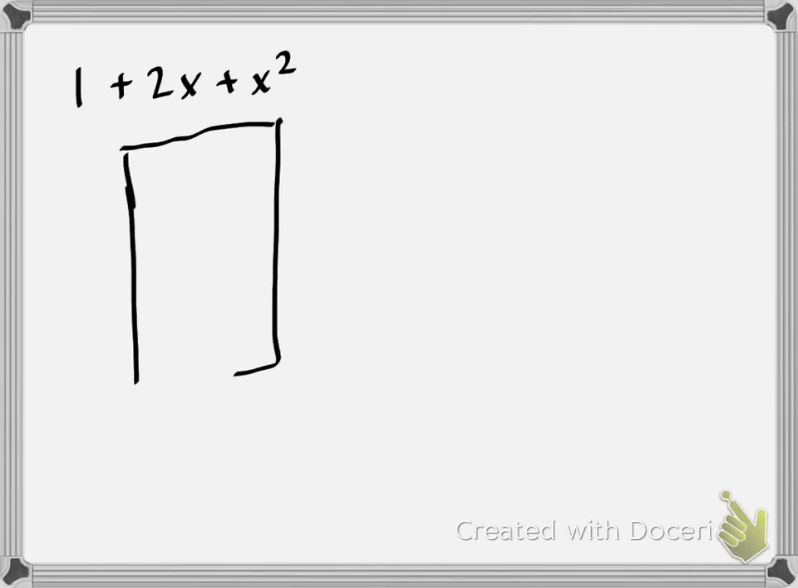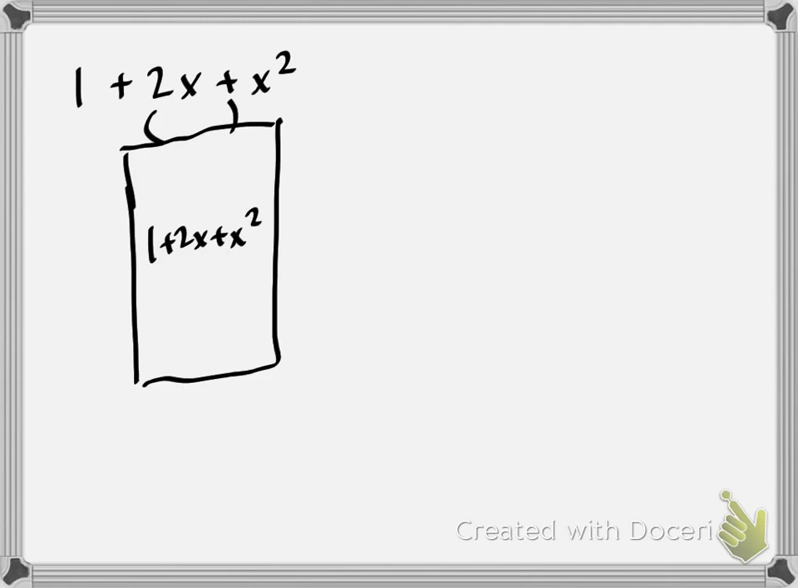Now, in the con practice, it does get a little tricky. It says something like this: 1 plus 2x plus x squared. And it says, what is one side length of this? All right, they're saying, what is the side length of this if that's what we were looking at, okay?